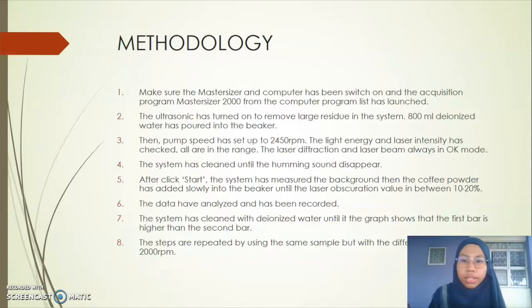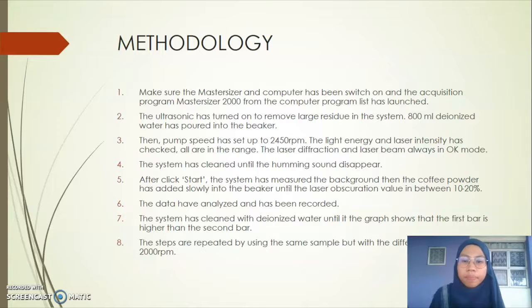Make sure all are in range, and that the laser diffraction and laser beam are always in OK mode, and then the system is cleaned until the humming sound disappears. After clicking start, the system measures the background, then the coffee powder is added slowly into the beaker until the laser saturation value is between 10 to 20%. Then the data is analyzed and recorded.